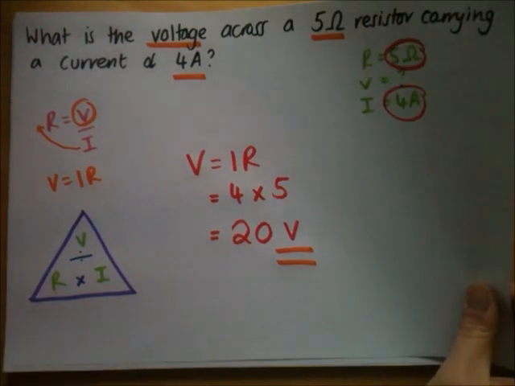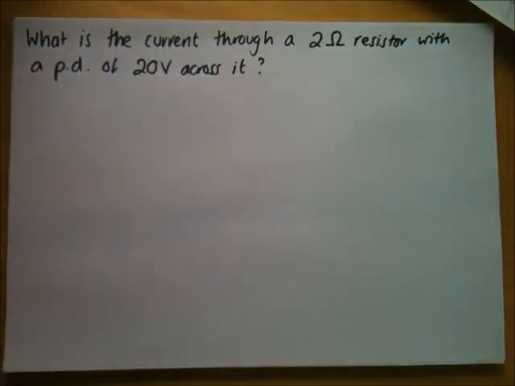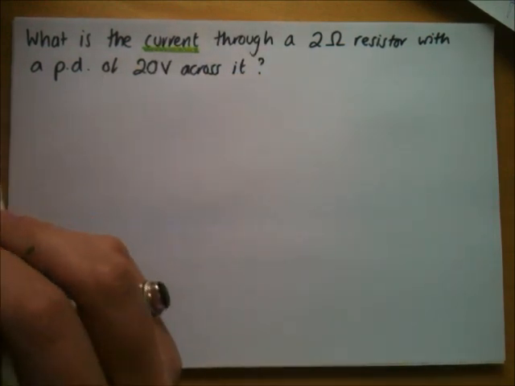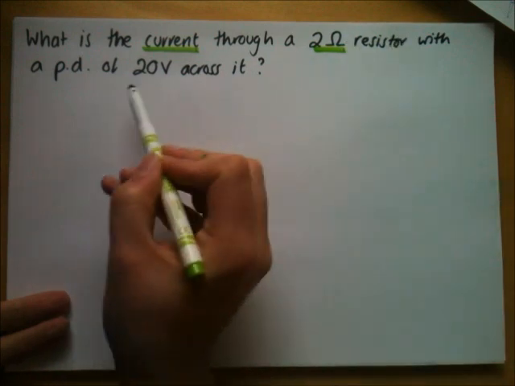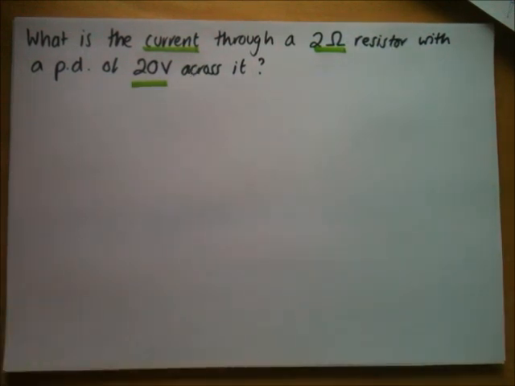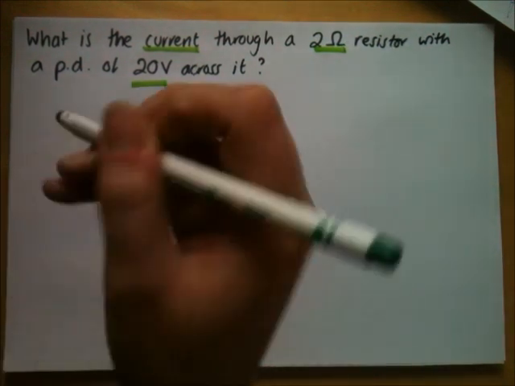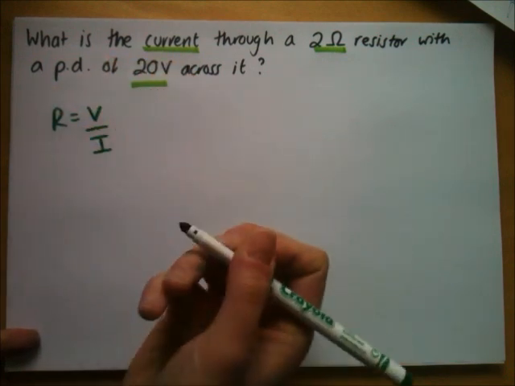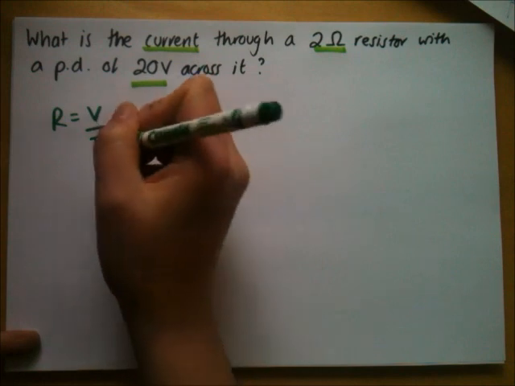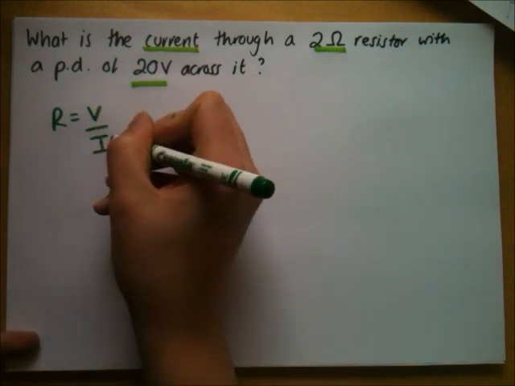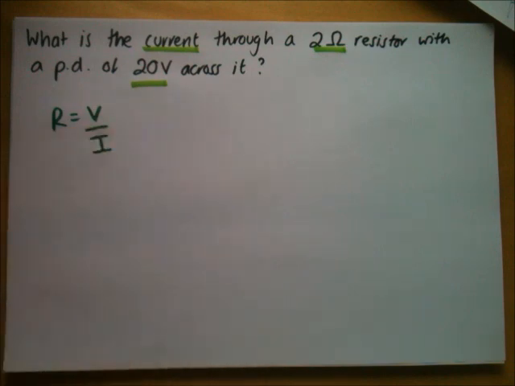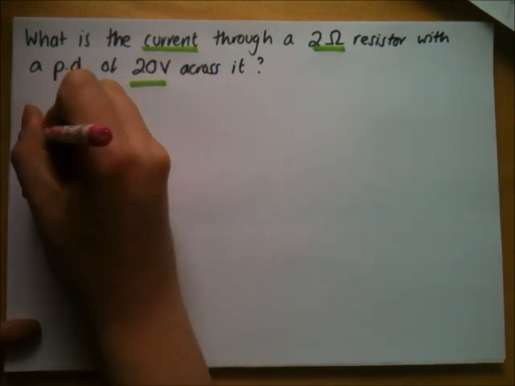There's one more thing that might be asked, which is probably the hardest way to do it, which is this. What is the current? When they're asking for the current, this is slightly more difficult. What is the current through a 2 ohm resistor with a PD of 20 volts across it? So I'm going to go back to my equation, R equals V over I. Now, for the pure maths people who like doing maths, I need to get I on its own. I don't want to have it on the bottom. So I'm going to take I up to the top here.